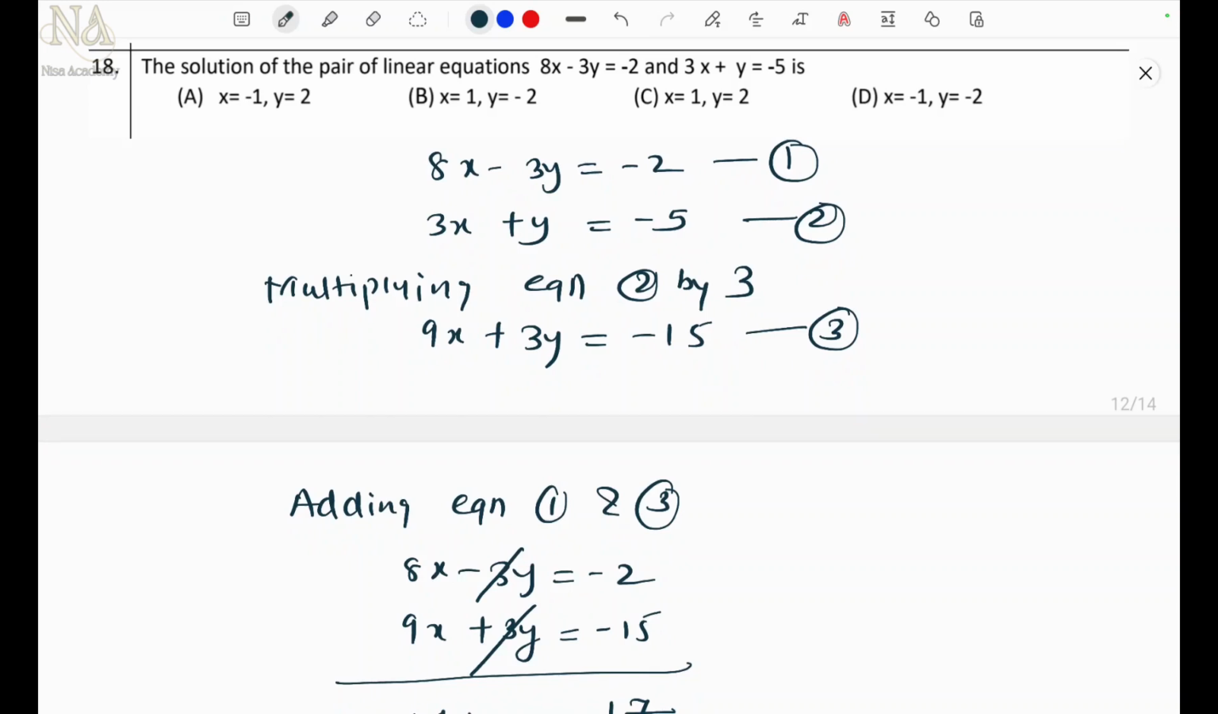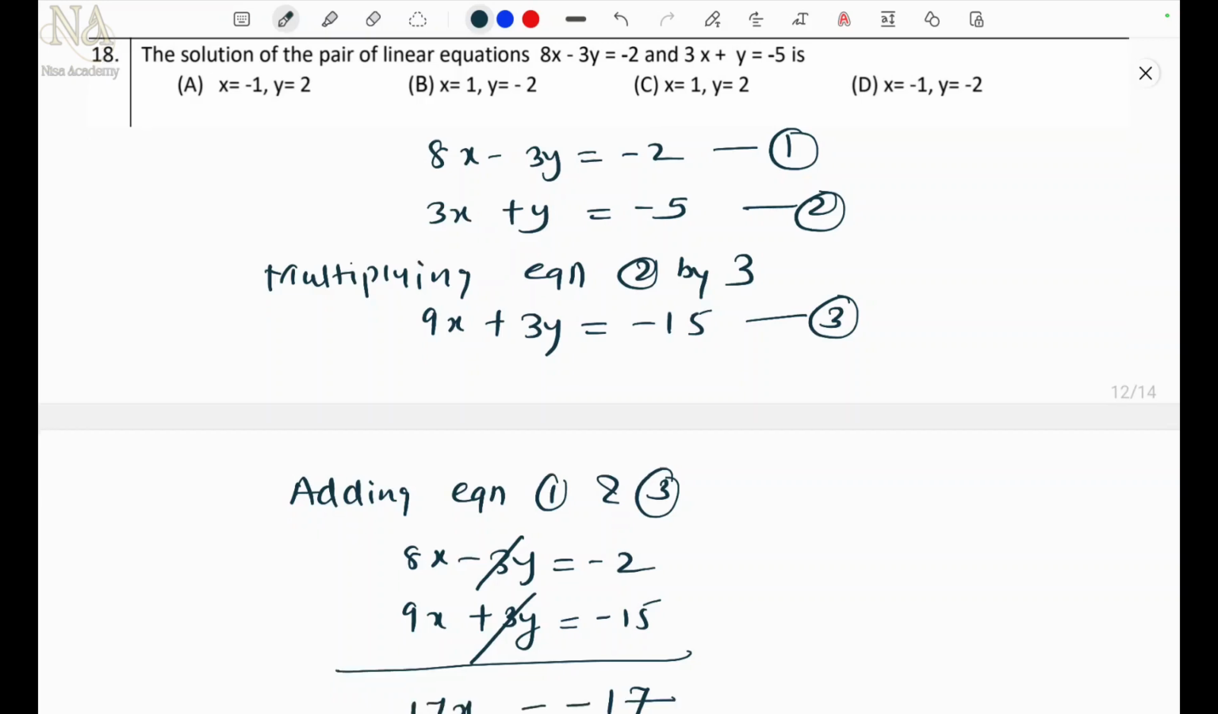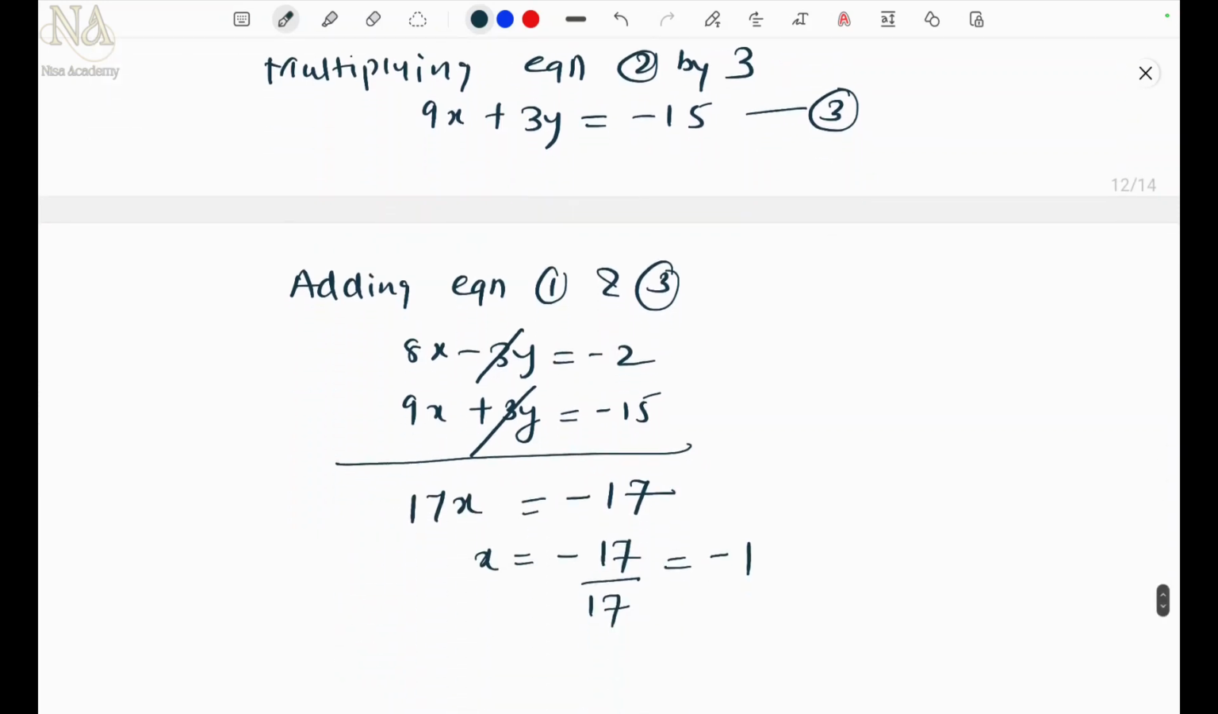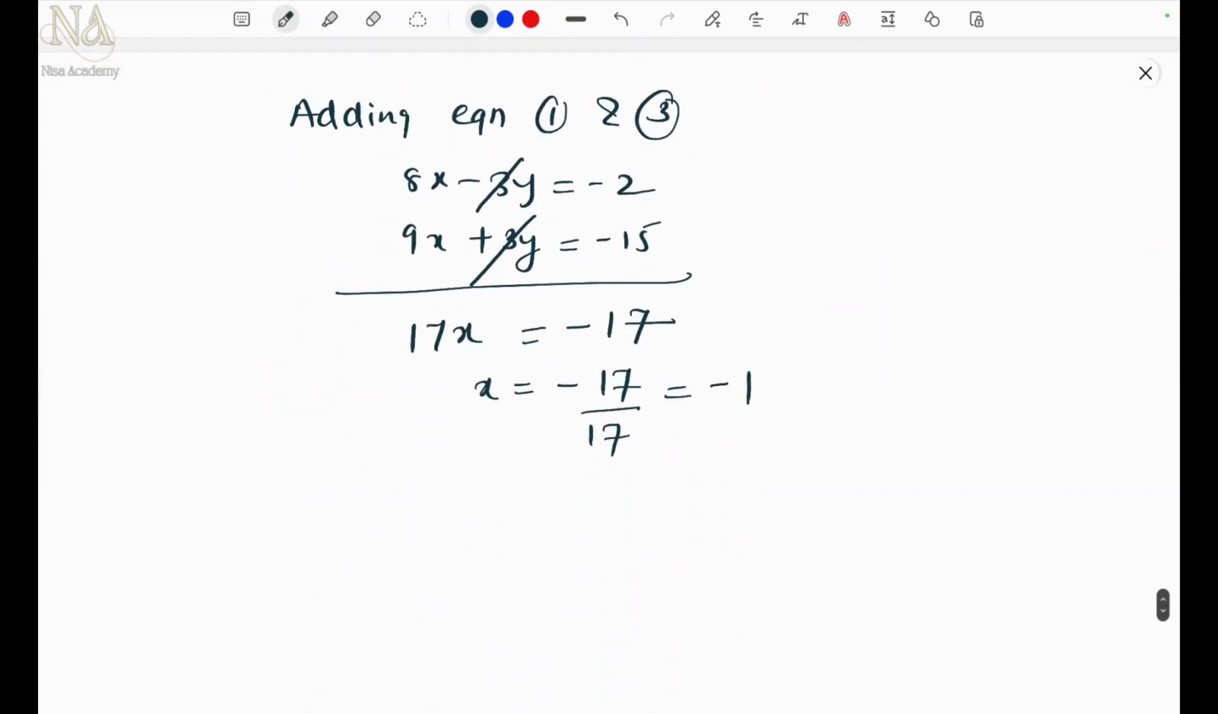So I need to find the value of y. Otherwise, sometimes all the options are different, so you have only one option with x equal to minus 1 and y equal to something, and then you can just mark that. But make sure that your value of x is correct. Okay, so yes, let's find it.